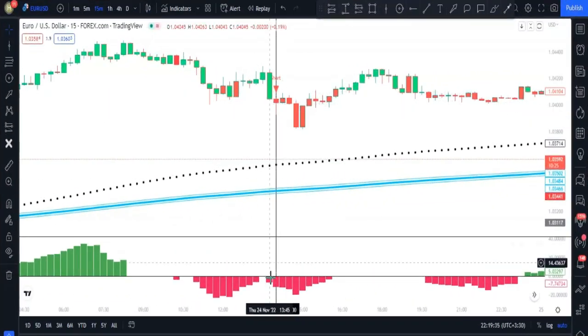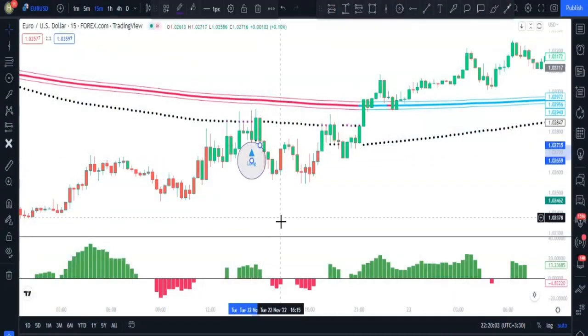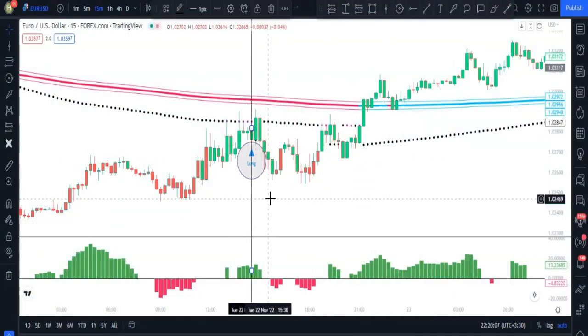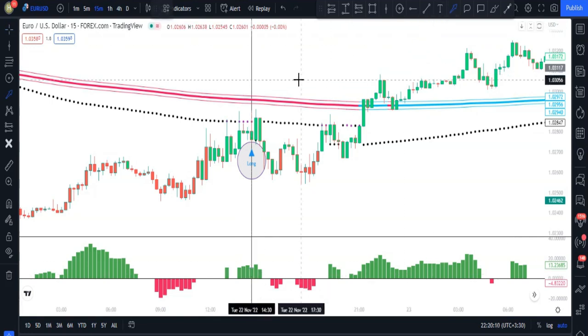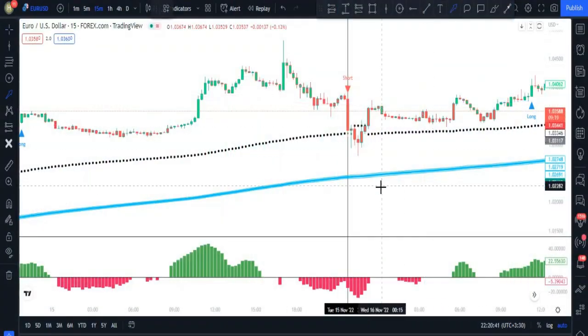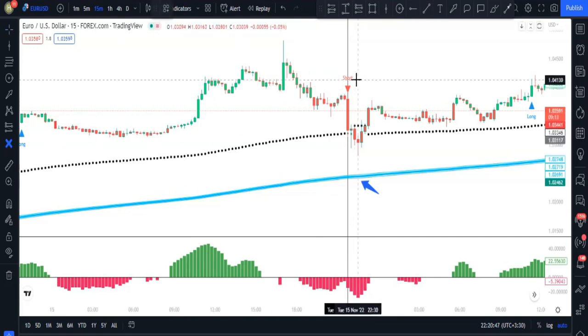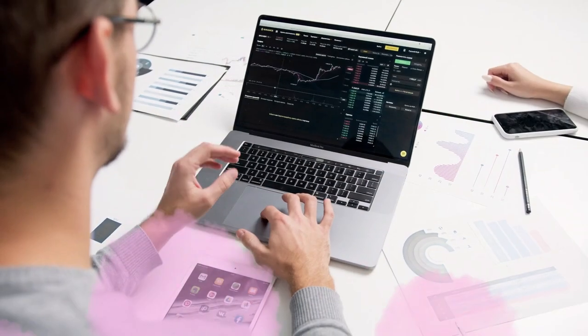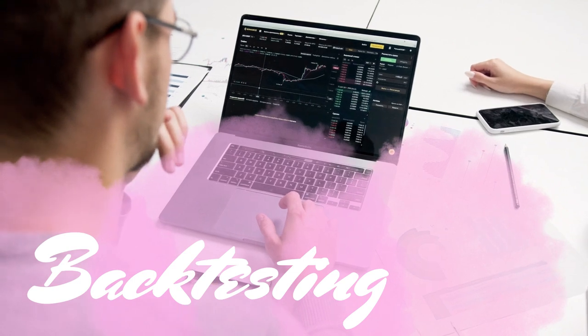This short signal is also invalid because it is above the SSL Hybrid. And you can see how great this strategy filters out the false signals. Now it's time to do our back testing to see how the strategy works.